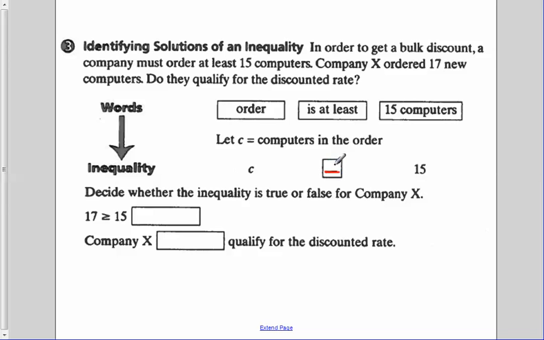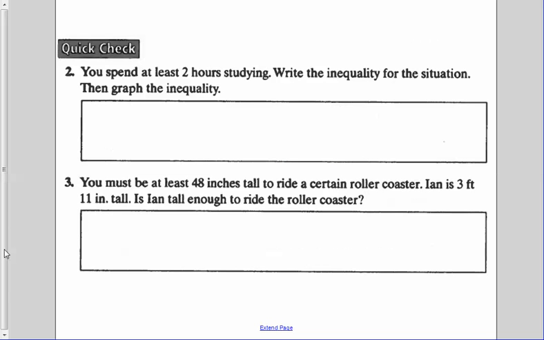And then could they order more and still get the discount? Absolutely. So I'm going to put my greater than. So anything greater than 15 also applies for that discount. So 17 is greater than or equal to 15. Is that true? Yes, that is true. That's my proof. 17 is greater than 15. So company X does qualify for the discounted rate. All right, and then you go ahead and try these next two on your own.